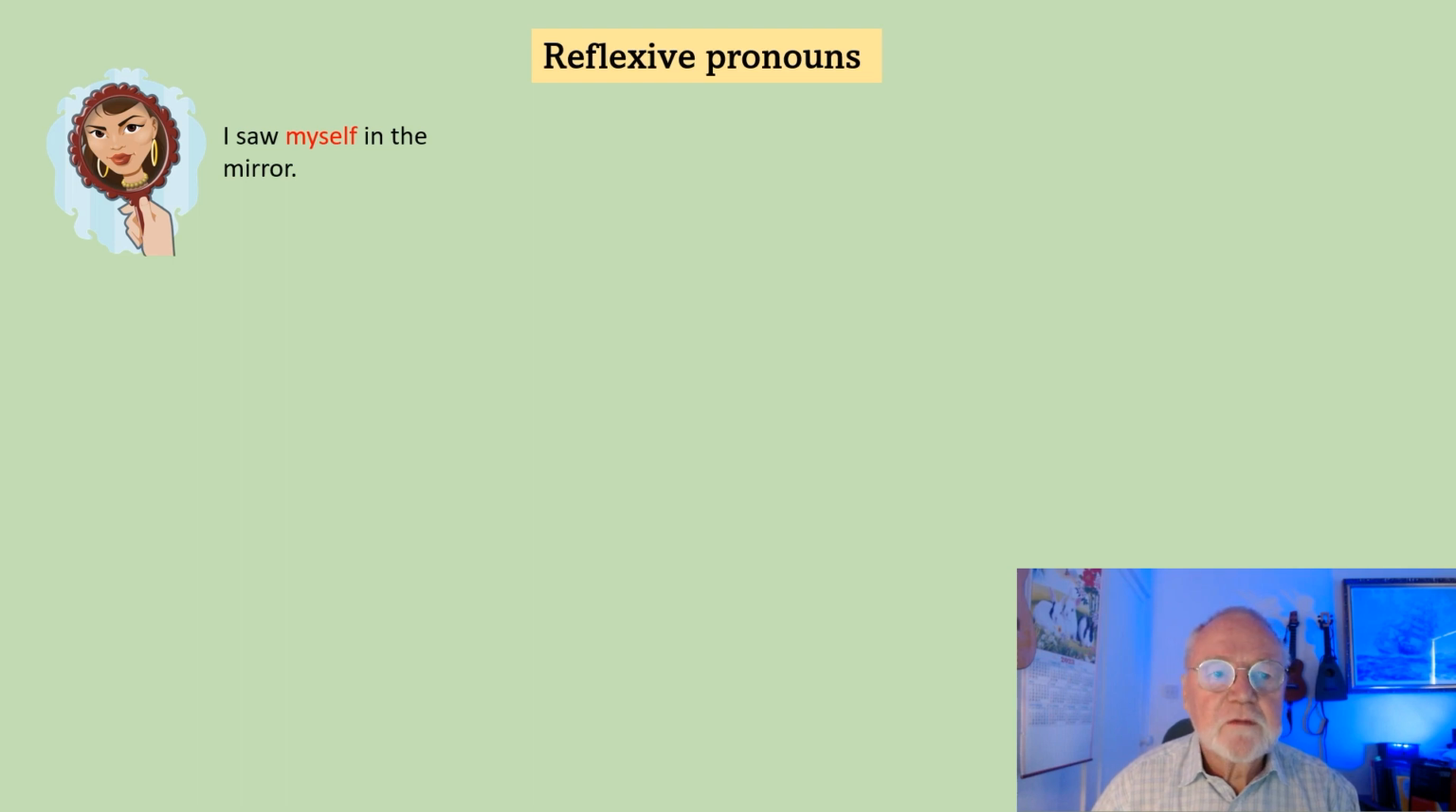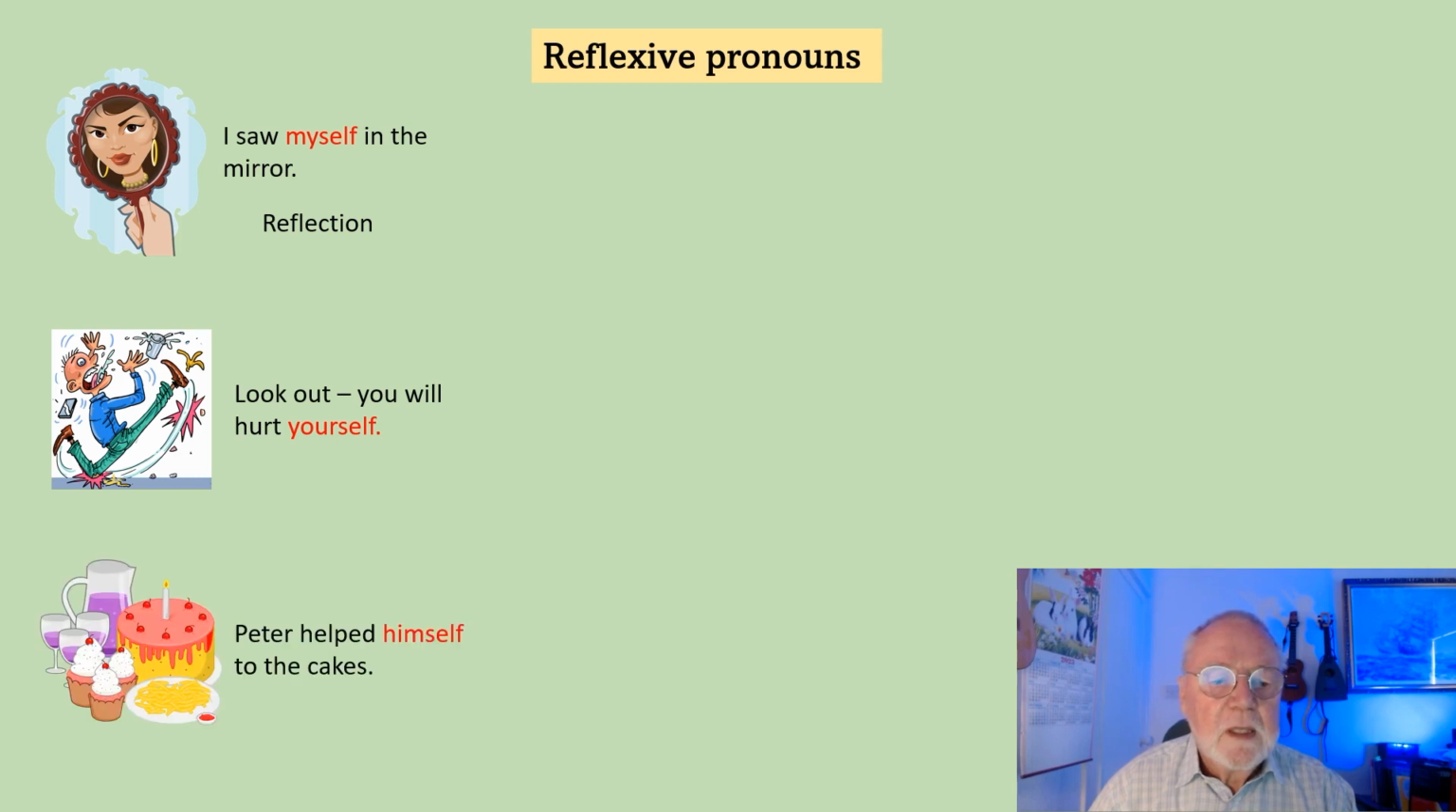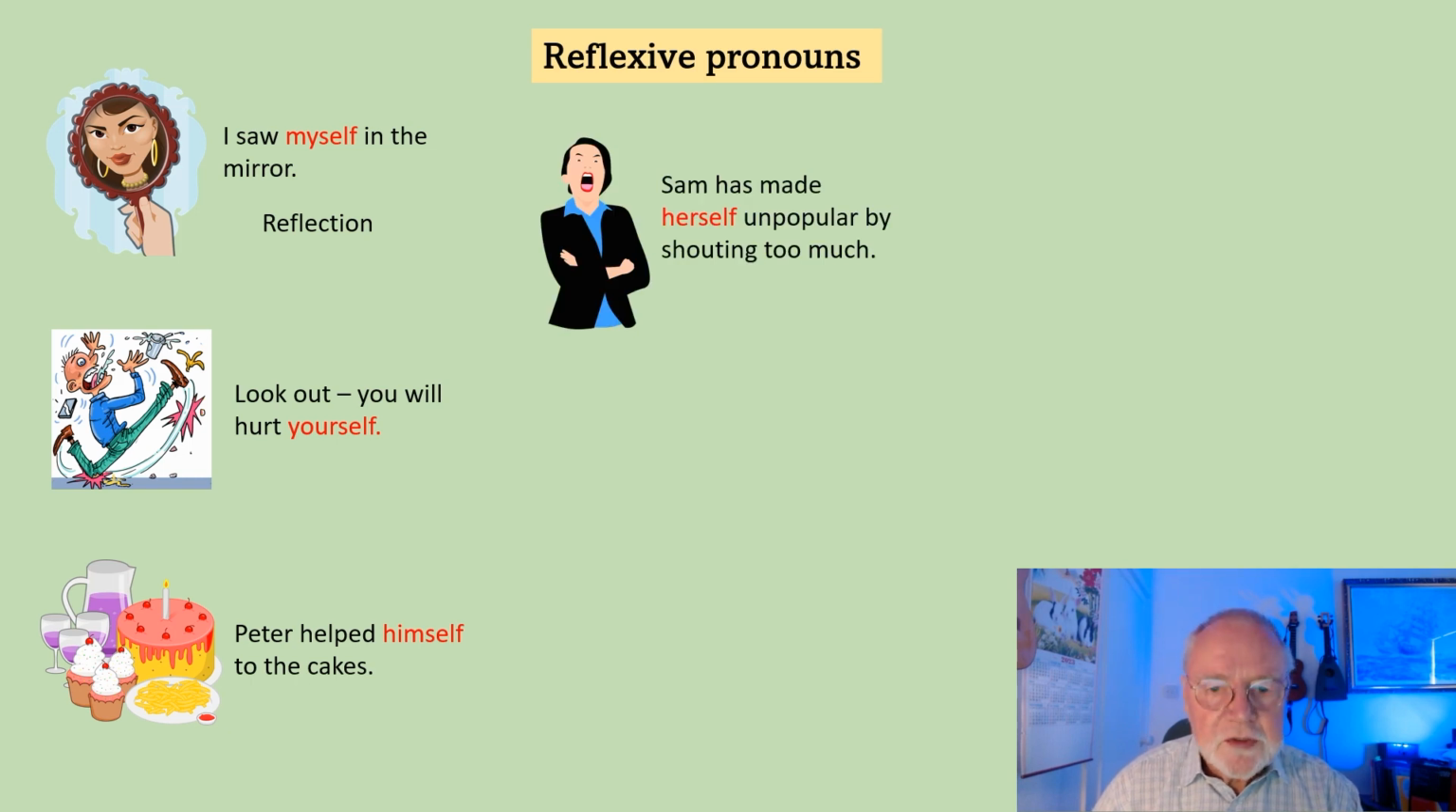I saw myself in the mirror. This is a good example because if you think of the word reflection, then you remember it's a reflexive pronoun. Look out, you will hurt yourself. Peter helped himself to the cakes. Sam has made herself unpopular by shouting too much.